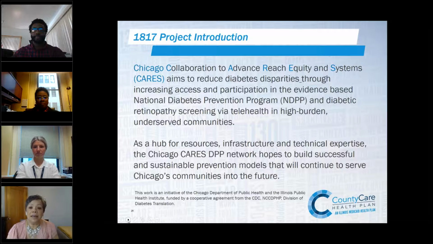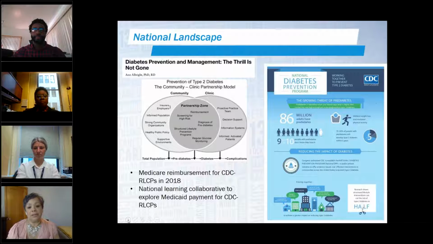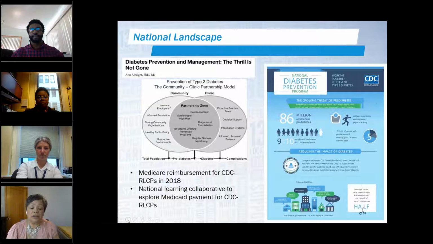Next slide, please. So a little bit about the national landscape. In 2010, Congress authorized the national DPP because previous research demonstrated the potential of the CDC-recognized lifestyle change program to prevent or delay the onset of type 2 diabetes. The DPP was a major multi-center clinical research study that played a seminal role in the prevention efforts we're discussing today. The Chicago Cares project is part of this larger national effort to prevent diabetes, and our work, like the work of partners in other states, relies on cross-sector collaboration.